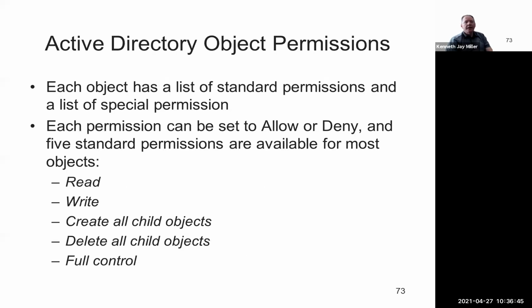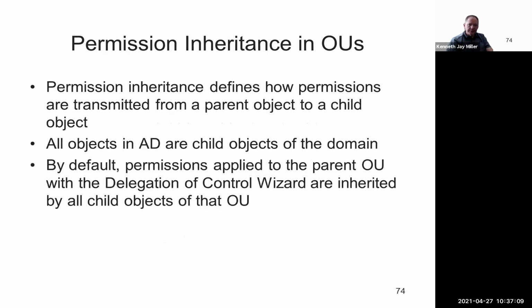All right. Now, each object has a list of standard permissions. The standard permissions can either allow or deny. So we can allow read, write, create, delete, or full control, or we can deny it. Now, if we allow it and deny it, the deny will always override the allow. So the deny permission by default will have precedence. So if you allow it and deny it, you basically denied it. Okay.